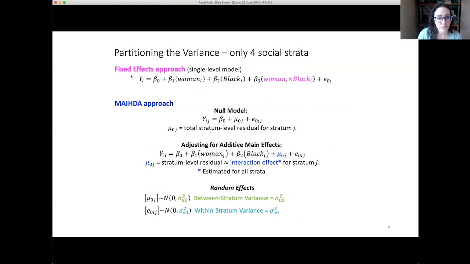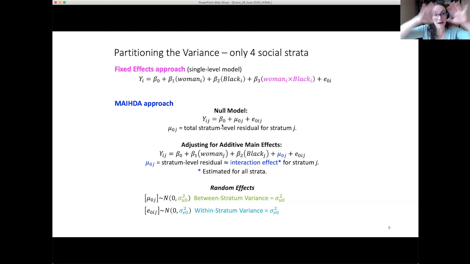Here is our same fixed effects single level model for women and men, Black and white, and all of the 4 groups. So for the MAIHDA approach, we might typically fit 2 models. There's what I call the null model or the empty model. So we have our outcome, Y, for individual i in social stratum j. We have an overall grand mean, a precision weighted grand mean.